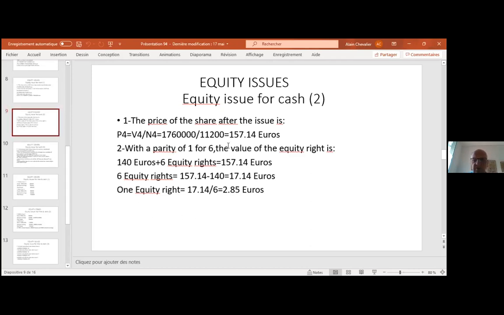So now you know the value of a company before and after. You know the price of a share before and after. You know the price of a share at the time it is issued, the new shares. You also know the nominal values. You know the value of the equity right in the first case and in the second case. So we have already made several calculations.